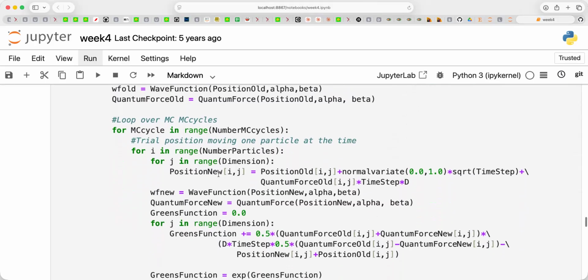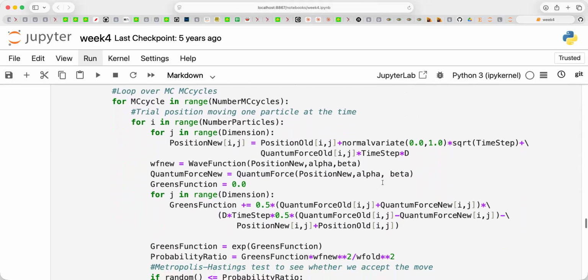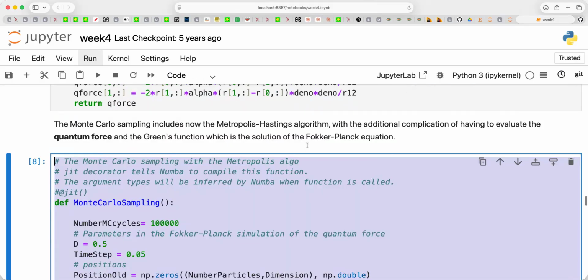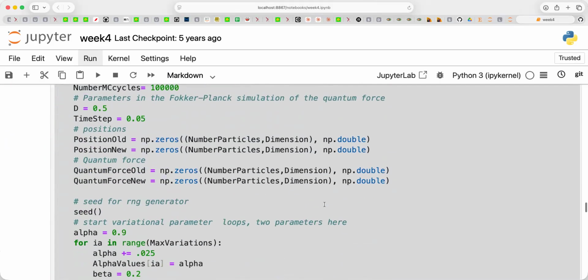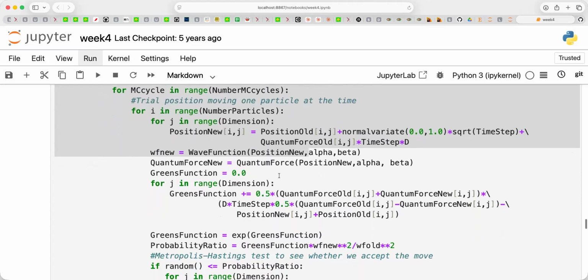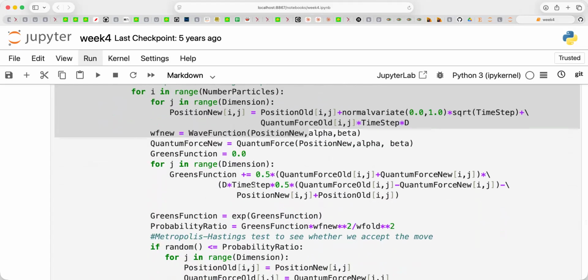And in the Monte Carlo machinery now, I suggest a new position. I'm looping over the dimensions. So I have an outer loop over the particles. So I move one particle at a time. And here I calculate the new position by using this normal variate, multiplied with the quantum force times this time step. Then I update the wave function. I get the new wave function. And then when I've done with that, I calculate the new quantum force. And then I calculate the Green's function. And it's only the argument. And you see that I set up the argument between the numerator and the denominator.